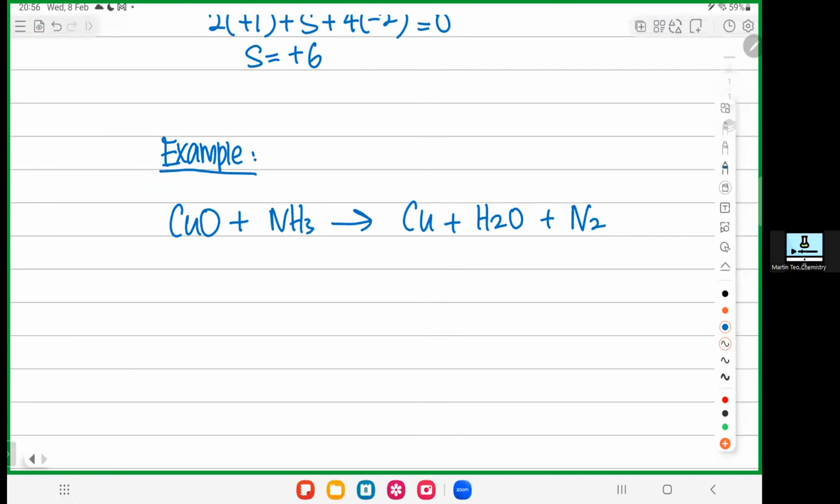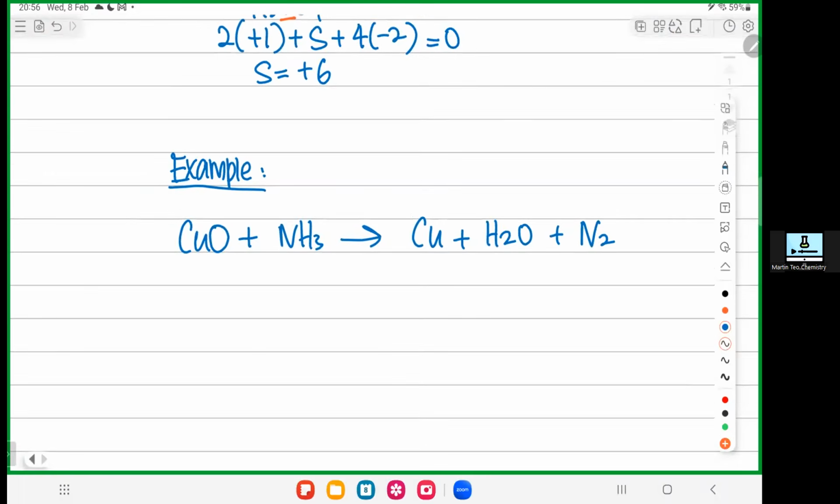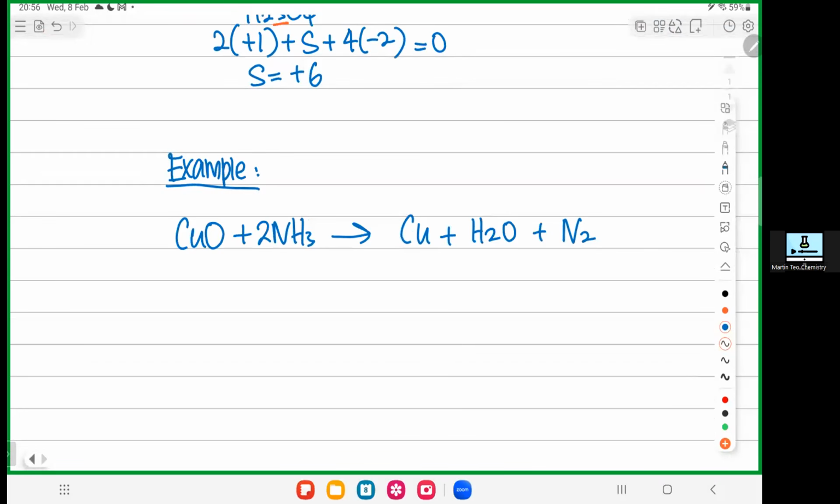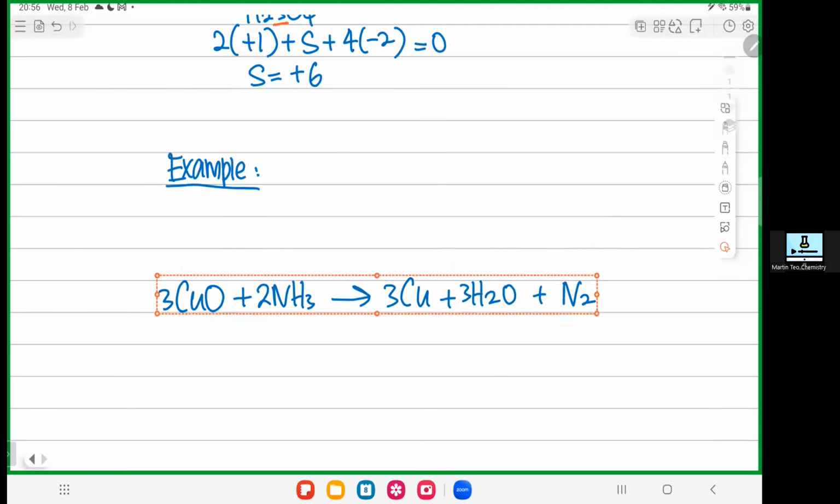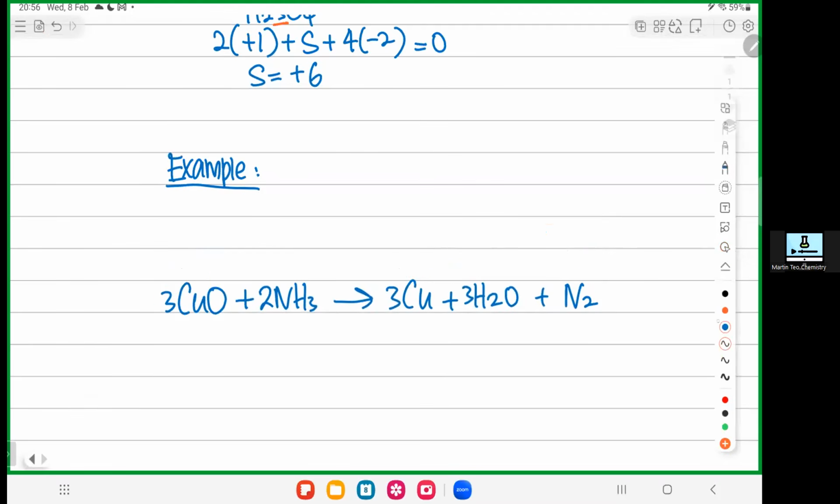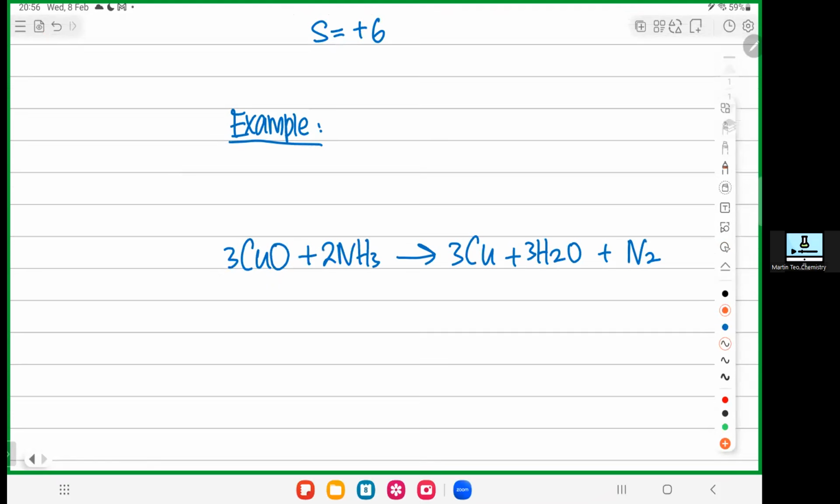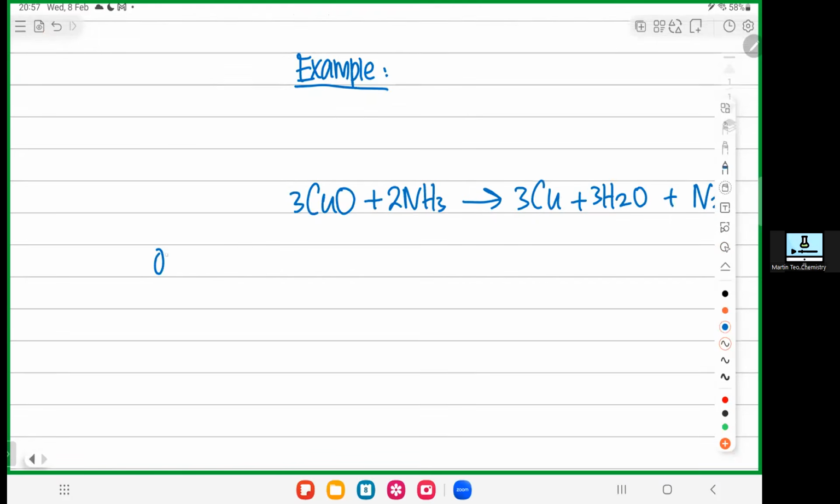First and foremost, before you do anything, please balance the equation. Let's put a 2, let's put a 3, let's put a 3, let's put a 3. So it's balanced. Now let's say for this question, I want to use the oxidation number method to find out who undergoes oxidation and who undergoes reduction. So let's do it.